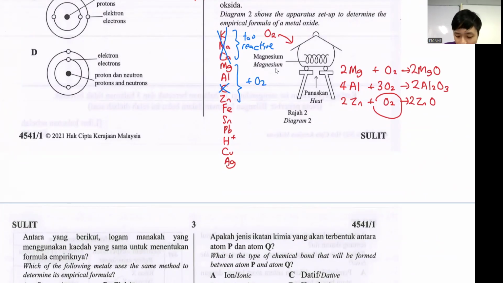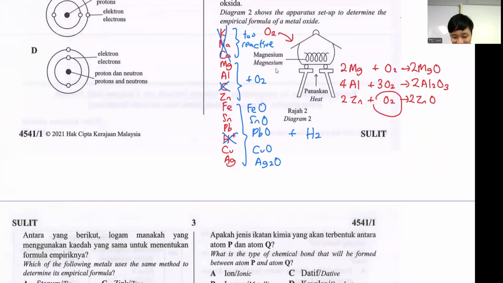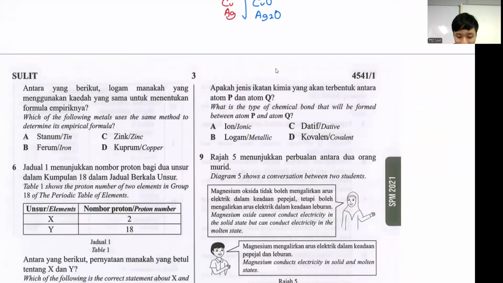For the other metals, like iron and tin, normally we use the oxide to react with hydrogen gas. We use oxides like FeO, SnO, PbO, CuO, Ag2O. These you react with hydrogen gas. So the answer is C.